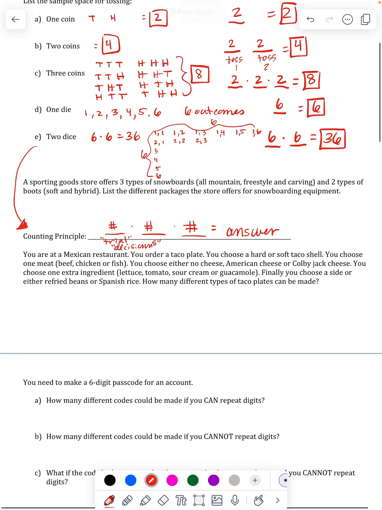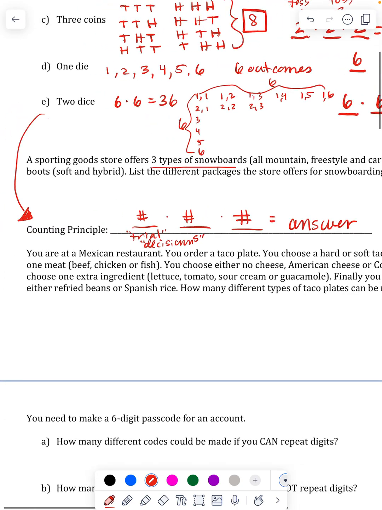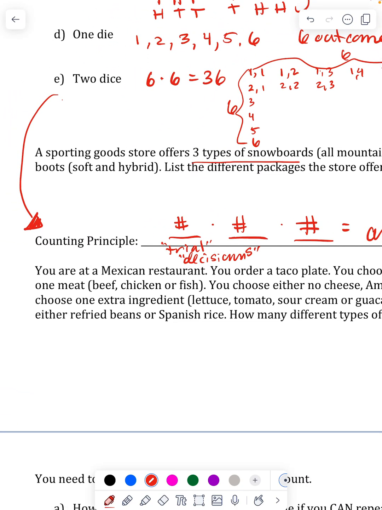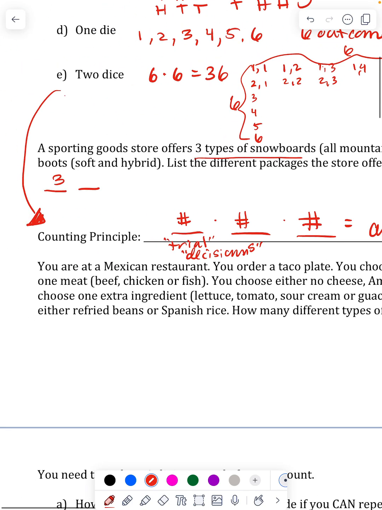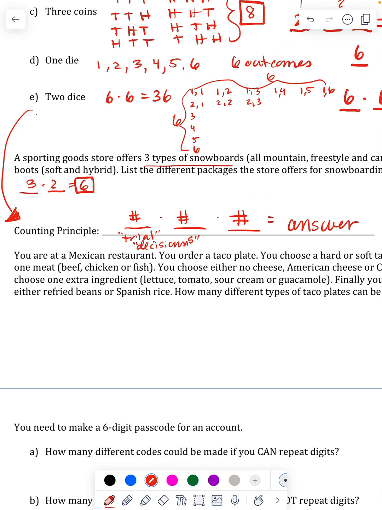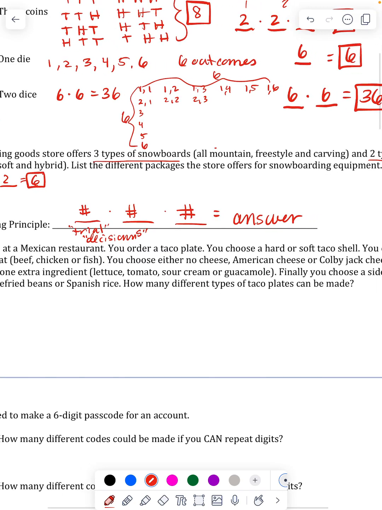Okay, so let's go to this one. A sporting goods store offers 3 types of snowboards: mountain, freestyle, carving, I don't even know what that means. 2 types of boots, soft and hybrid. List the different packages the store offers for snowboarding. Well, I like to figure out how many options there are going to be. If I have 3 different kinds of snowboards and then I have 2 different types of boots, I'm going to have 6 possible outcomes. So the way to write those out, we'll call these all mountain, freestyle, and carving.